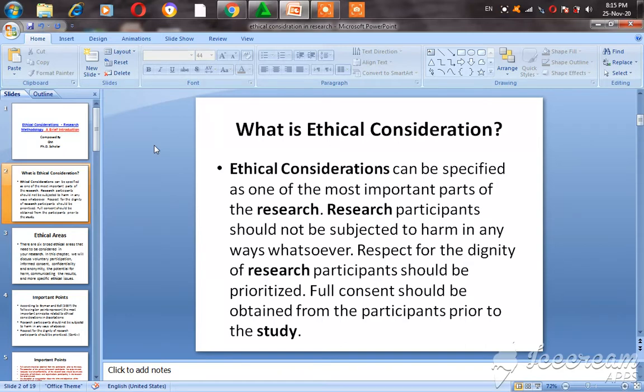Research participants should not be subject to harm in any way whatsoever. Respect for the dignity of research participants should be prioritized. Full consent should be obtained from the participant prior to the study.